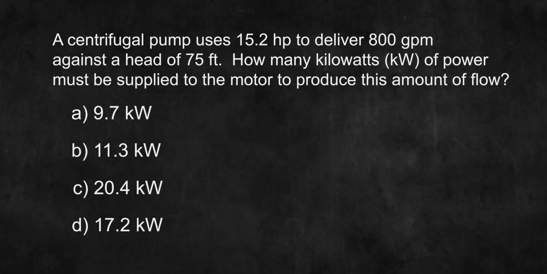A centrifugal pump uses 15.2 horsepower to deliver 800 gallons per minute against a head of 75 feet. How many kilowatts of power must be supplied to the motor to produce this amount of flow? A. 9.7 kilowatts. B. 11.3 kilowatts. C. 20.4 kilowatts. D. 17.2 kilowatts.